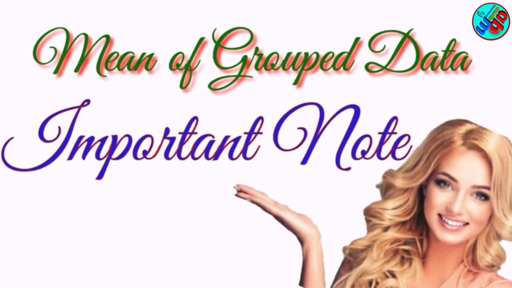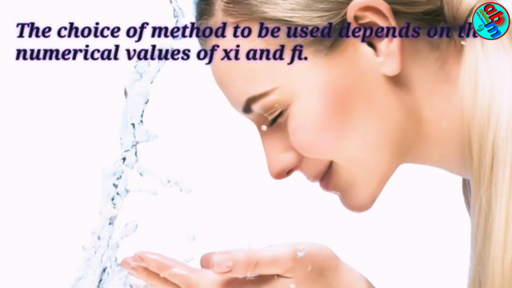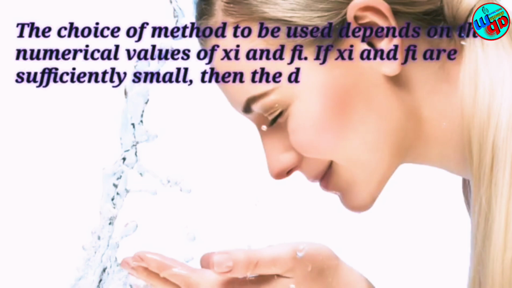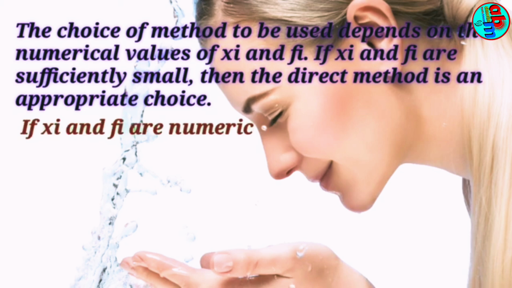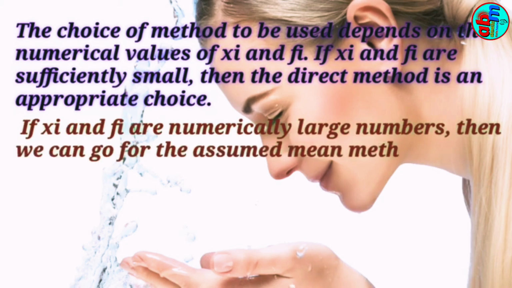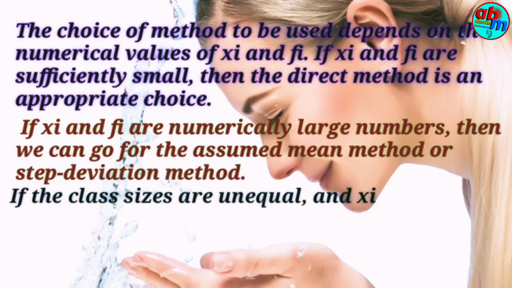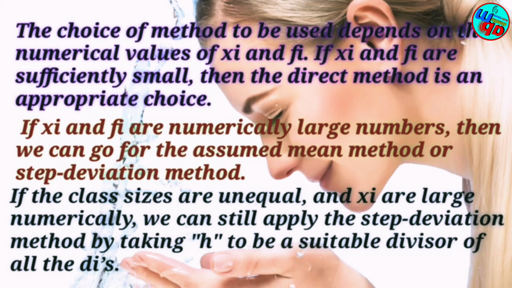Here are some important notes. The choice of method to be used depends on the numerical value of xi and fi. If xi and fi are sufficiently small, then the direct method is an appropriate choice. If xi and fi are numerically large numbers, then we can go for the assumed mean method or step deviation method. If the class sizes are unequal and xi are large numerically, we can still apply the step deviation method by taking h as a suitable divisor of all di's.